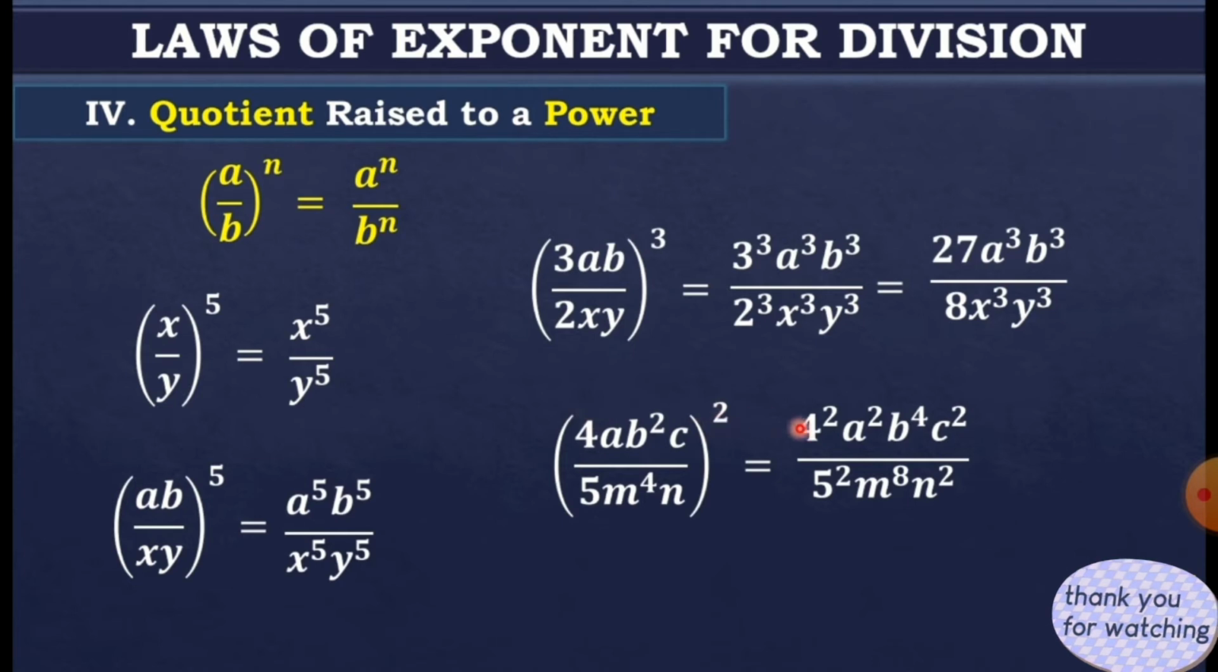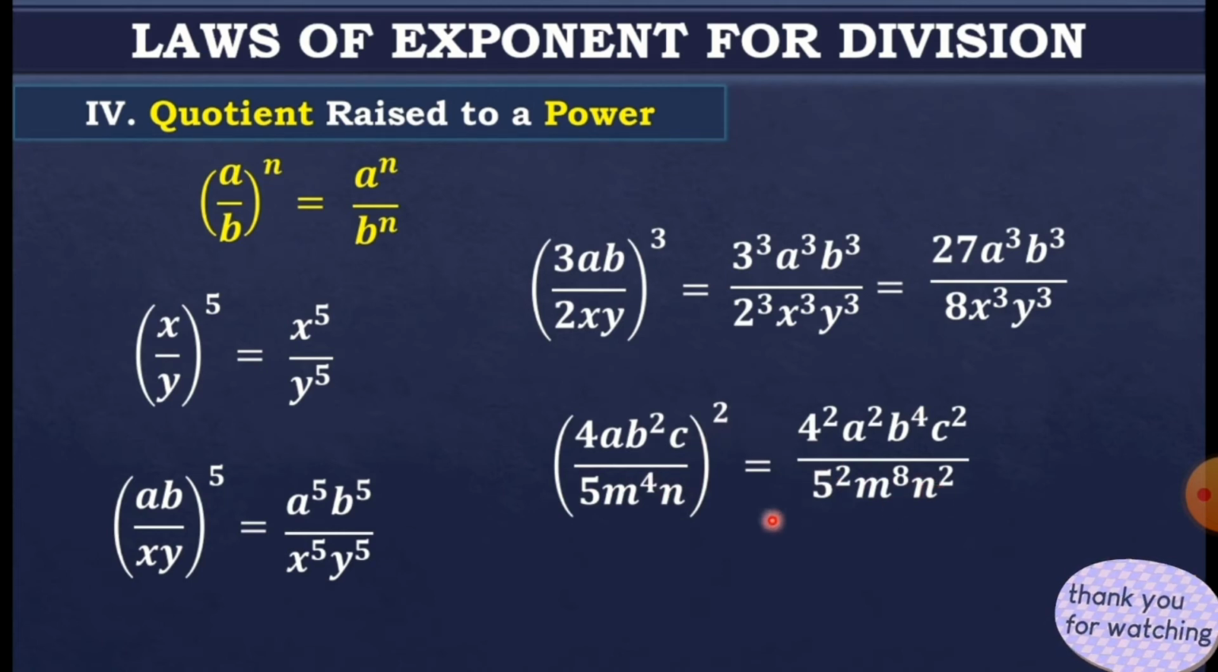So, si 4, magiging 4 squared. Si a, magiging a squared. Si b, magiging b to the 4th because we are multiplying the exponent. C, magiging c squared. Then, sa denominator, so si 5, magiging 5 squared. Si m to the 4th, magiging m to the 8th power. Why? Because we are multiplying 4 times 2, magiging 8. Then si n, magiging n squared. Okay, so we are multiplying the exponent.